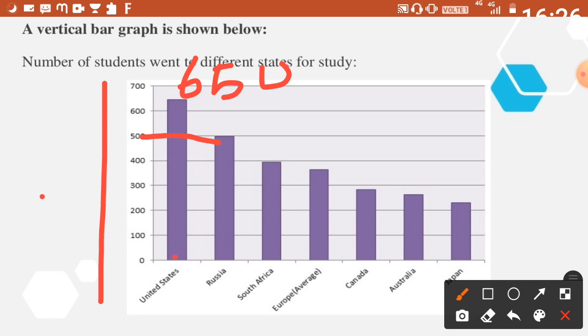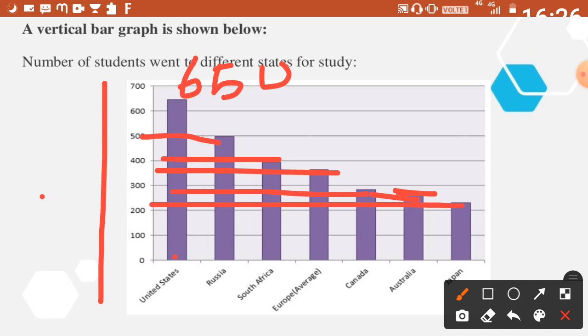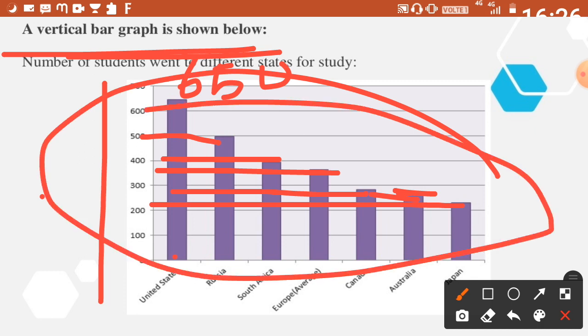Then from Russia we have 500. From South Africa we have 400. From Europe we have 350. From Canada we have 390, I guess. From Australia 250. Then from Japan maybe 240, 230, like that. So this is how a vertical bar graph looks, and this is what the bar graph is all about.